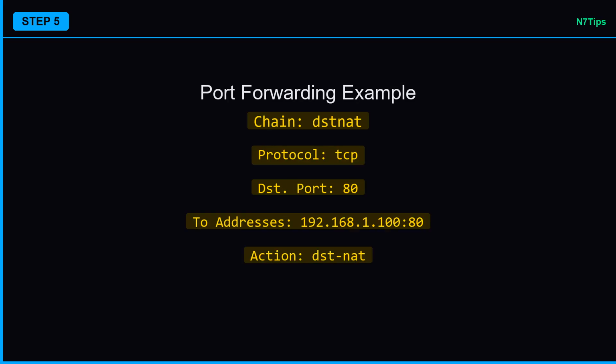If you need to expose a service like a web server, you'll create a destination NAT rule. This rule intercepts traffic on a specific port coming from the internet and redirects it to your internal server. You'll also need a matching filter rule to allow that traffic through. Port forwarding is how you selectively open doors in your firewall.